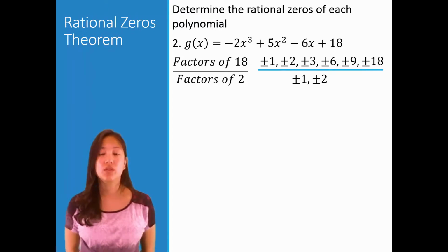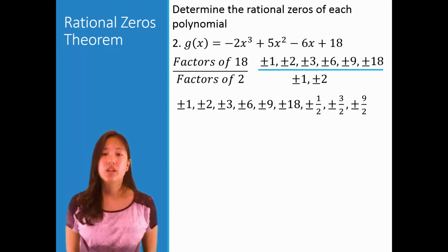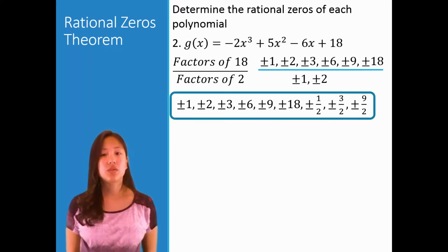Now I have to do over 2. I got 1 half. 2 over 2 is 1. I already wrote that down. 3 over 2. 6 over 2 is 3. I already have that. 9 over 2. And 18 over 2, which is 9. I already have that as well. So those are my possible rational zeros of this polynomial.